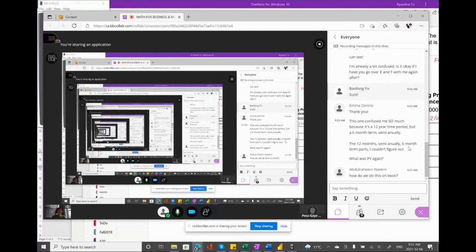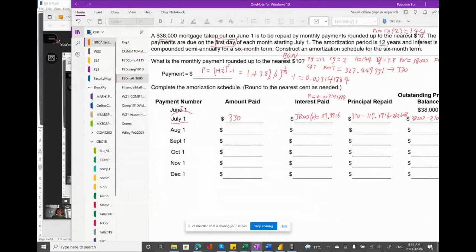The 12 months semi-annually, 6 months term, I couldn't figure out. Sorry, Emma, for the confusion. So the first question asks you to calculate the monthly payment. Monthly payment is always based on, in this question, the 12-year term, not 6 months. The 6 months just asks you to construct a payment schedule for 6 months.